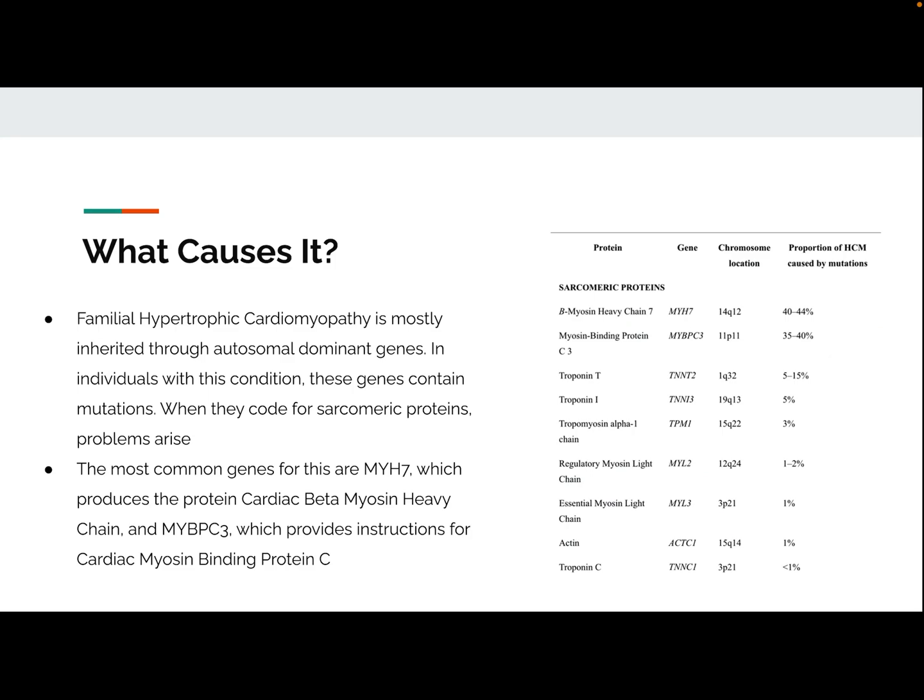The most common genes for this are MYH7, which produces the protein cardiac beta myosin heavy chain, and MYBPC3, which provides instructions for cardiac myosin binding protein C. And you can see here a chart of the different proteins, genes, locations, and the percentages.